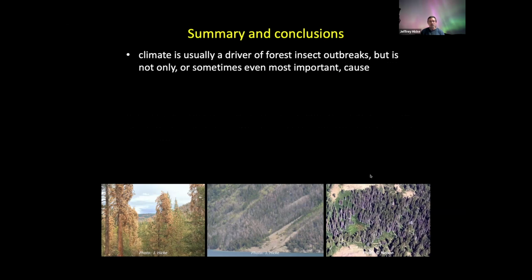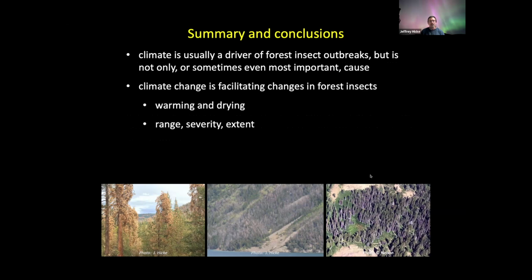So to summarize and conclude, I showed you that climate is usually a driver of these forest insect outbreaks in the Western US, but it's often not the only driver, and sometimes it's not even the most important driver. In general, we think that climate change is facilitating these changes in forest insects through warming and sometimes through drying. And those are being manifested today in terms of range expansion, in terms of greater severity of outbreaks, more mortality, and as well as the extent.